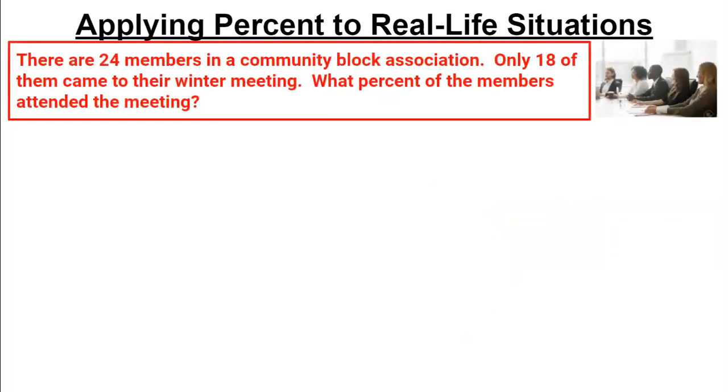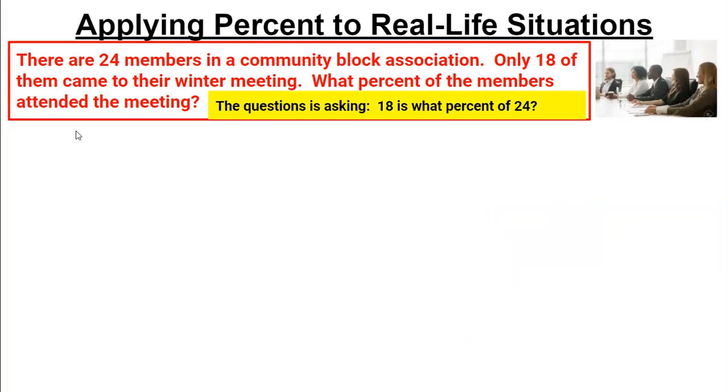Okay, welcome back. Let's apply some percent to real life situations. There are 24 members in a community block association. Only 18 of them came to their winter meeting. What percent of the members attended the meeting? What's the part? What's the whole? The question is asking: 18 is what percent of 24?